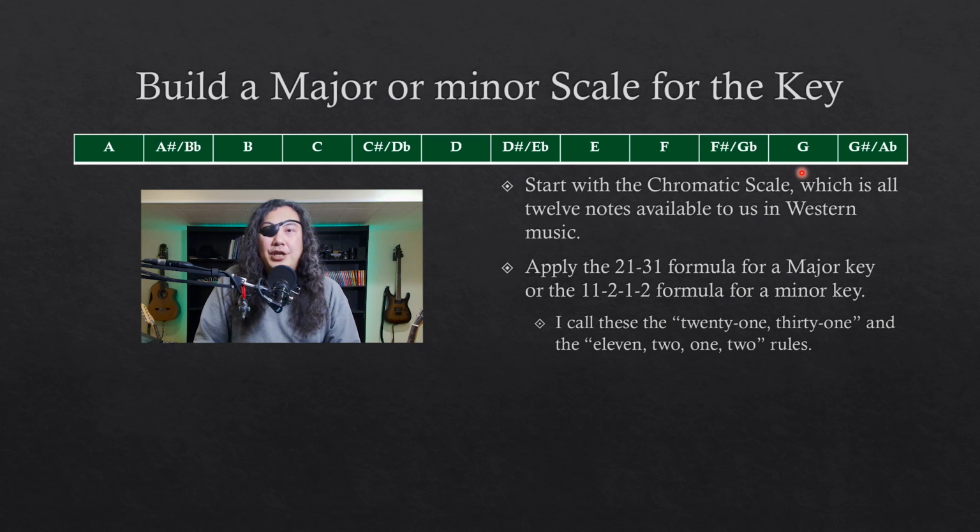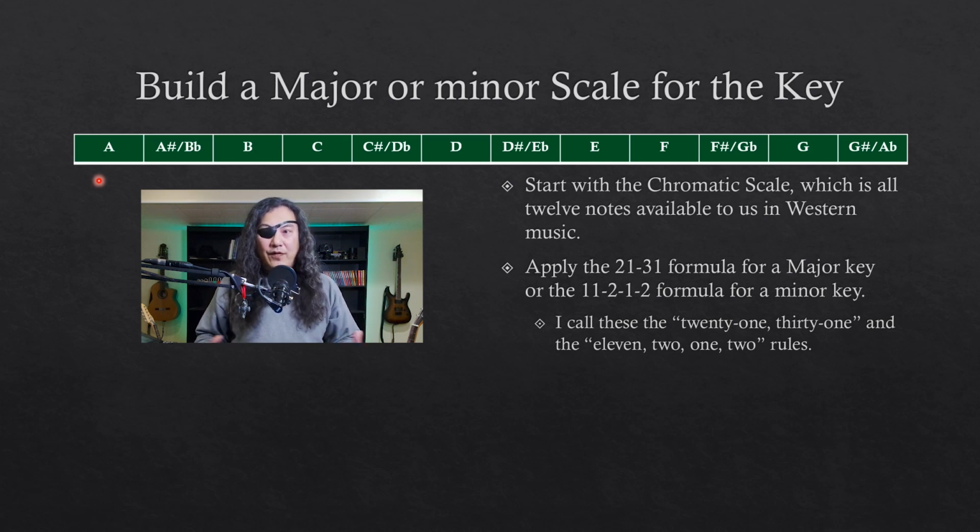And then we have G. And then we have G sharp, A flat. Those are the 12 notes of the chromatic scale. When we run out of letters in the musical alphabet, we loop back to the beginning and start over an octave higher. So we go from G sharp, A flat, we go back to A, and then if we needed to, we could continue up the scale from there.